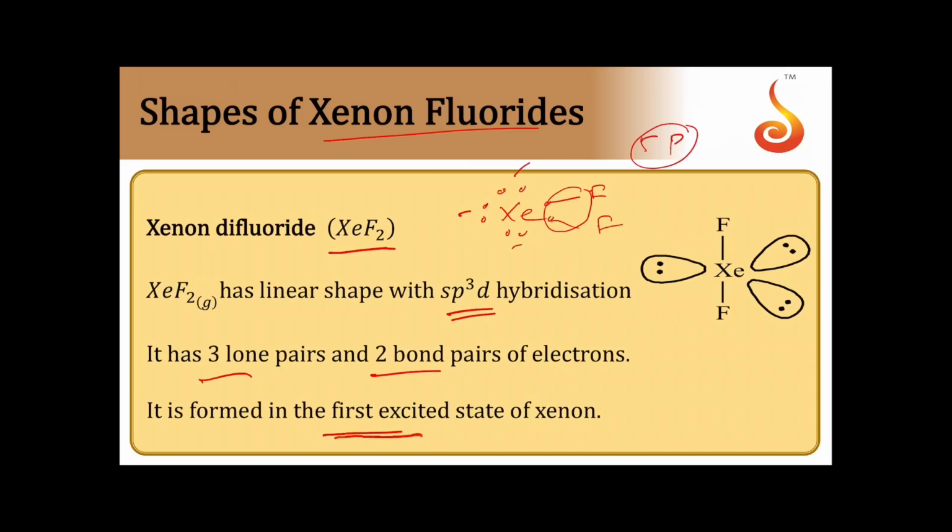So hybridization is sp3d hybridization. There are 3 lone pairs and 2 bond pairs. So sp3d hybridization here, there are 3 lone pairs and 2 bond pairs. So the structure is linear.